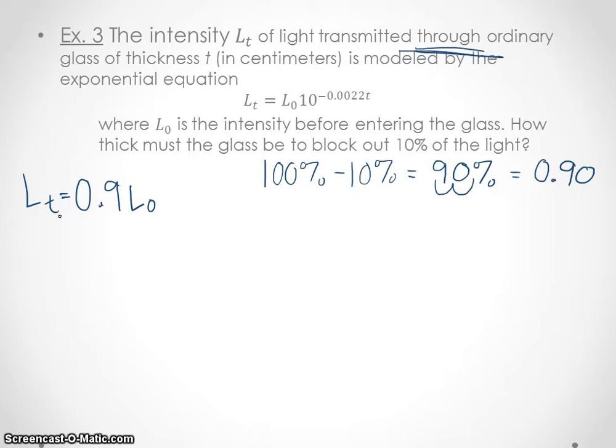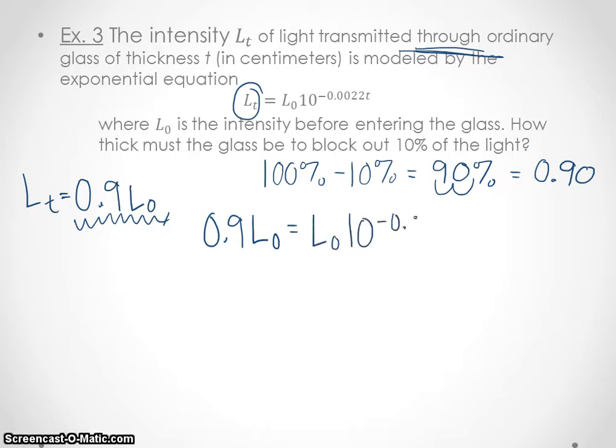So we're going to substitute L sub t with 0.9 L sub naught. And it's weird to plug in another variable for a variable, but that's something we just have to do here. So 0.9 L naught equals, and then the rest of this is going to be the same. L naught times 10 to the negative 0.0022 t power, which actually works out in our favor. Since these are both being multiplied, we can divide each side by L naught and get rid of it, because we don't care what the original light was. We care what the thickness of our glass is, t. So we can get rid of our L naught on both sides.